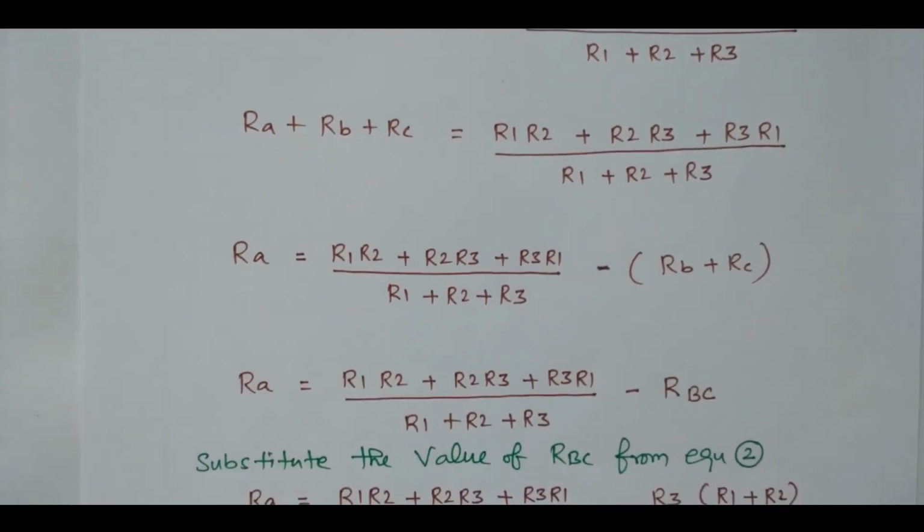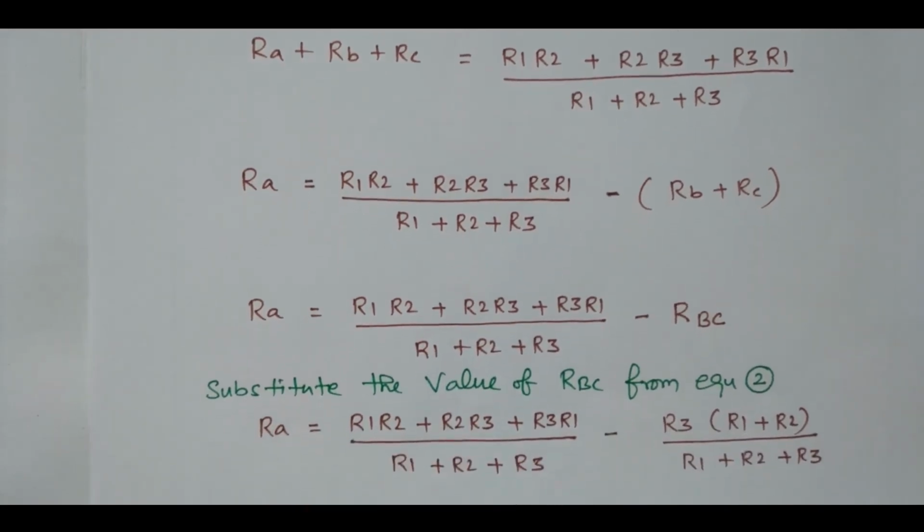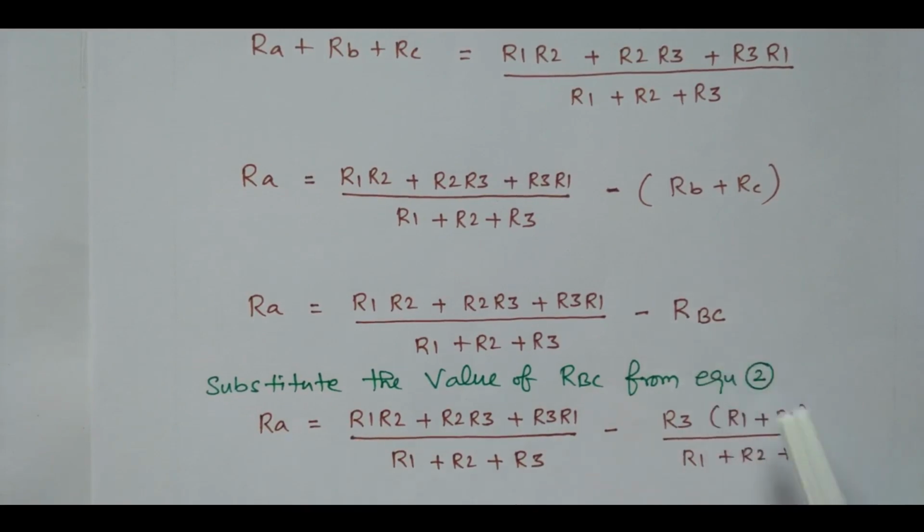What is RB plus RC? Can be written as RBC based on the equation 456. Right? Now we have RA, this term minus RBC. So this RBC value can be substituted from equation 2. Equation 2, we have the value of RBC. What is that? R3 into R1 plus R2 divided by total resistance. Now see this, one side we have star equivalent resistor. This side we have only delta resistors. So by simplifying this, we can find the value of RA.